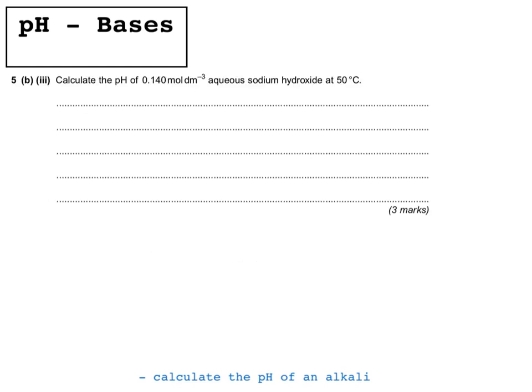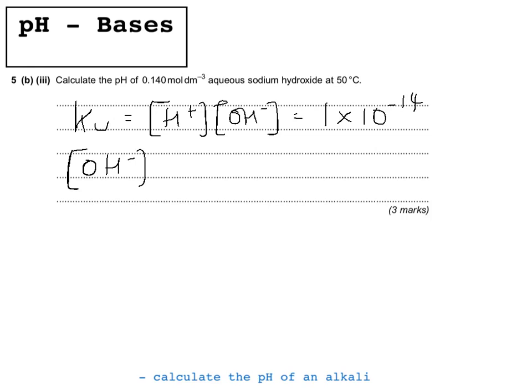So if we put that into practice then, here we've got to calculate the pH of sodium hydroxide. It says at 50 degrees, but it hasn't given us a Kw value, so we're going to assume it's 1 times 10 to the minus 14, and it's got a concentration of 0.140. So what we're going to do is use Kw, so Kw equals the concentration of H plus times the concentration of OH minus, which equals 1 times 10 to the minus 14 in this case, because we haven't been given a Kw value. The concentration of OH minus equals the concentration of NaOH, because NaOH is a strong base, therefore it's fully dissociated, and that equals 0.140.